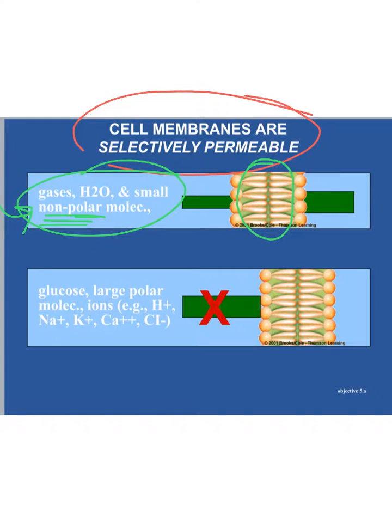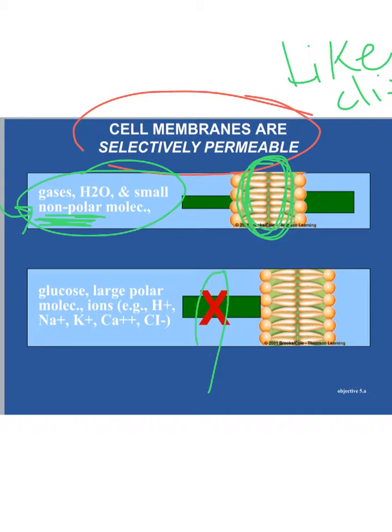And remember, we learned back in chapter 3 that like dissolves like. So polar things like to interact with other polar things, and non-polar things like to interact with other non-polar things. So non-polar molecules will easily cross through this majority non-polar cell membrane.